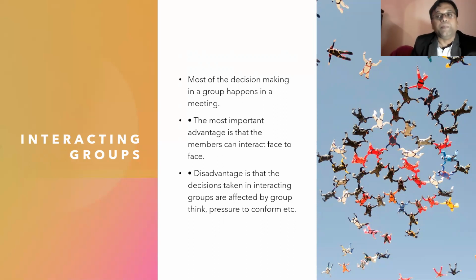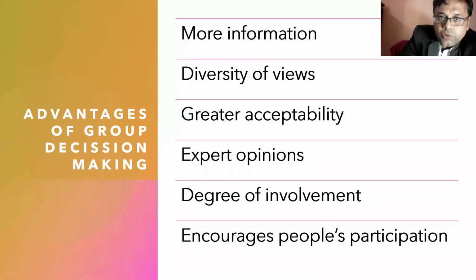and the pressure to conform, because you have to follow the group norms, because these particular subgroups are telling you that you have to follow it. That's why you are following it, though you know this decision is not right. So this is a problem. Groupthink is also a problem. So that is called interacting groups.